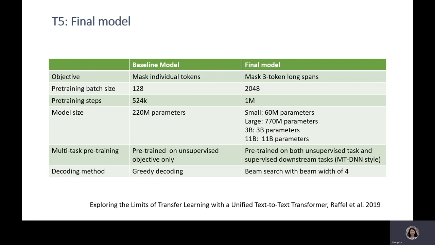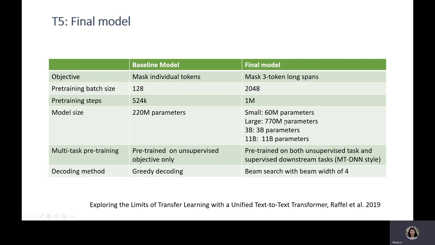And this is a comparison of their baseline model and the final model with the combination of best design choices. First, instead of masking individual tokens, they masked three-token-long spans. And for training batch size, they used about 2,000 sequences. And for pre-training steps, they pre-trained for about twice the steps of their baseline model.